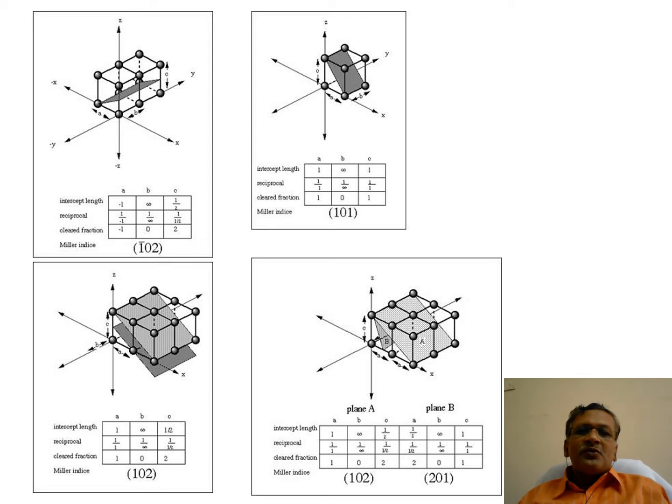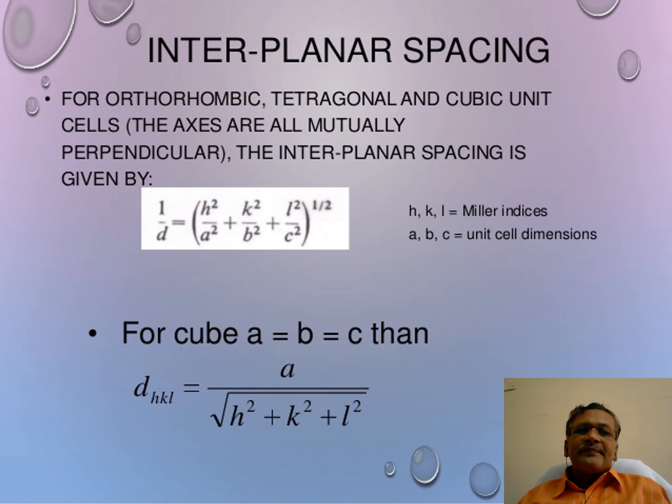Bar 1, 0, 2 is the Miller indices for this plane, 1, 0, 1 for the second example, 1, 0, 2 for another, and 2, 0, 1. This is a mix of the planes, and we have the Miller indices. So this is all about the Miller indices.